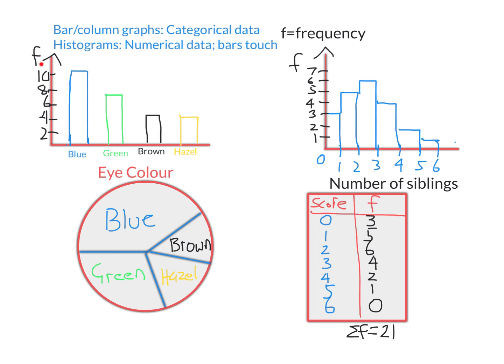Now, along the vertical axis, you see F here. That just means frequency, how many times things occur. So for this one, you can see the blue bar's drawn up to a frequency of 10. So that means this is like a class of students and 10 people had blue eyes. 7 people had green eyes and 4 people had brown, 4 people had hazel eyes. So we might write those numbers just to make life a little easier for ourselves. So the red number is how many times it occurred.